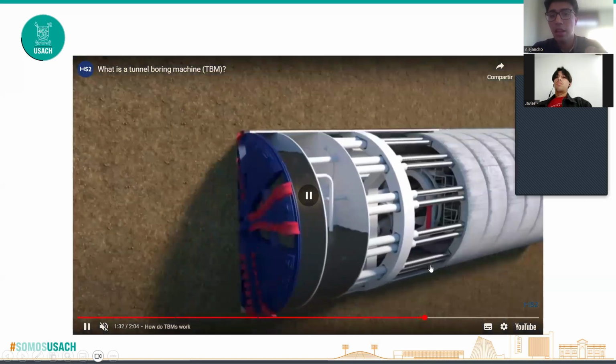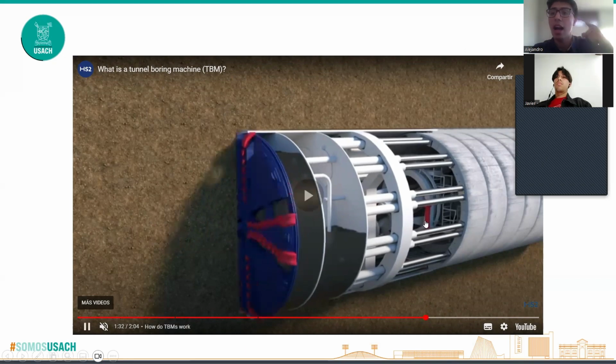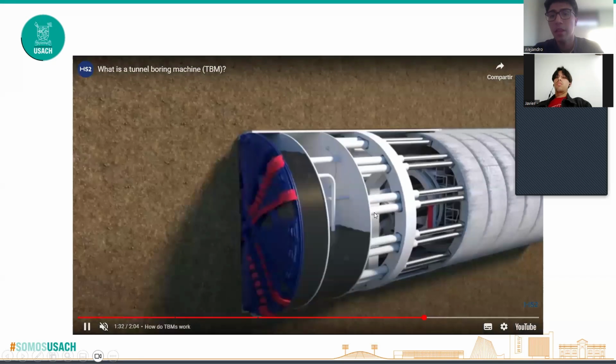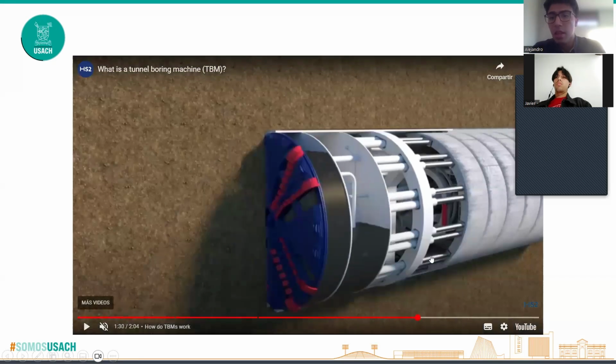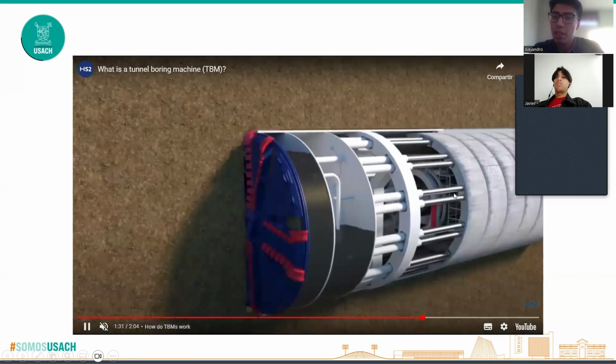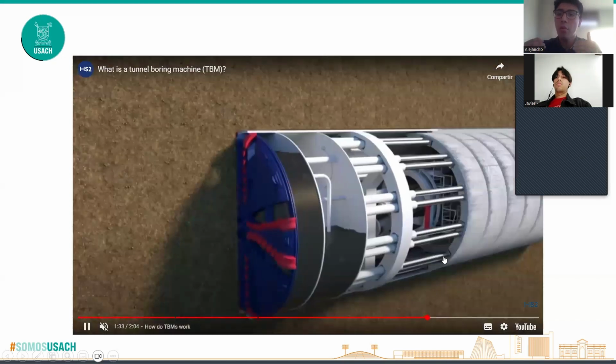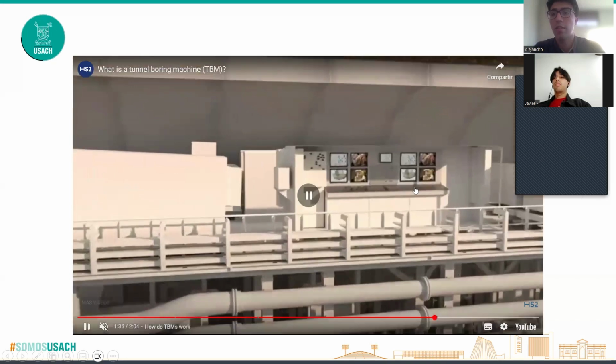Now we can see this front part of the tunnel boring machine. We have the cutter head. The cutter head has an angular velocity, angular movement, as we see, and the thrust cylinders have a translation movement, which can move forward to the bottom part of the tunnel boring machine.